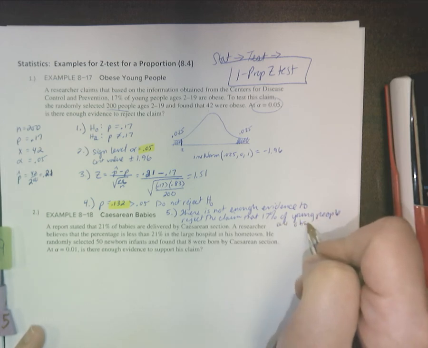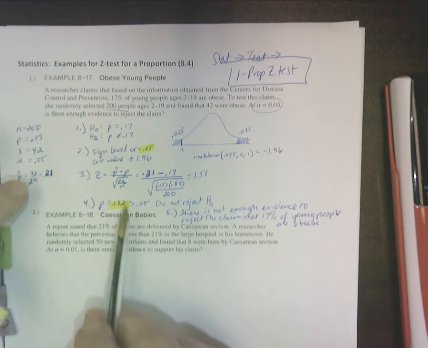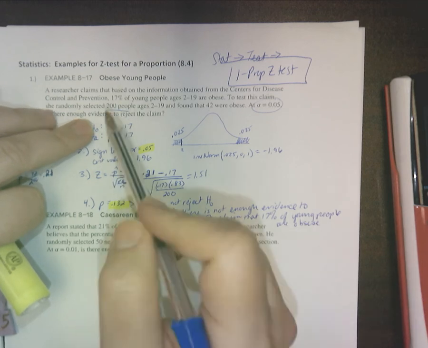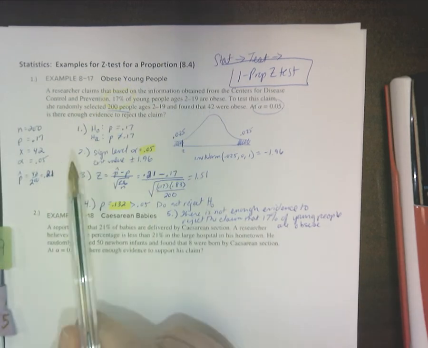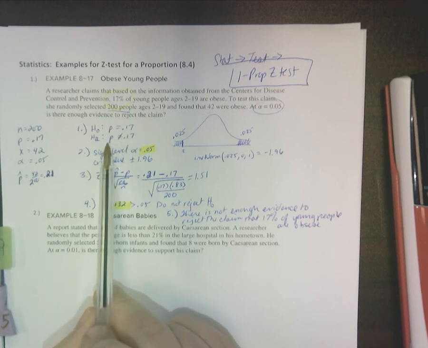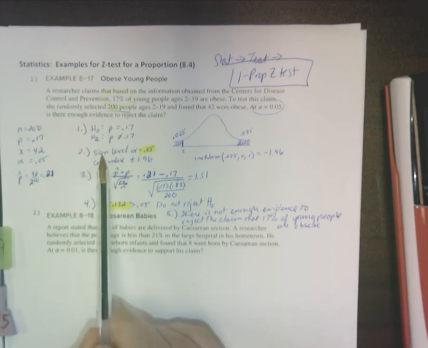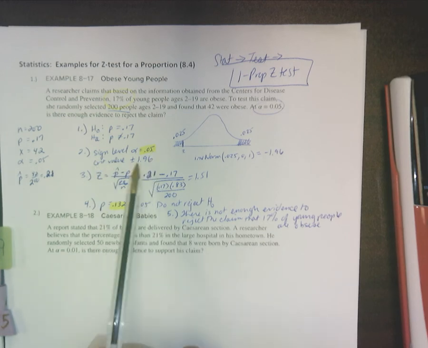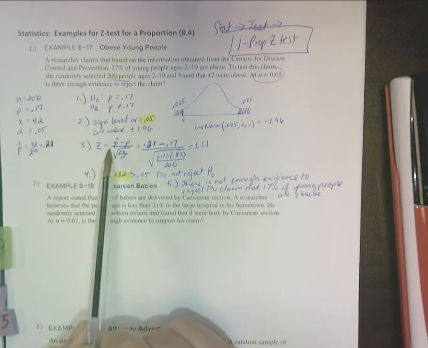So everything is the same except we've got a new formula, and we've got a new parameter here. We put P because we're talking about a percent. P equals 0.17. P does not equal 0.17, or it could be P is less than 0.17, whatever. You still write your significance level. You still find that critical value. Your Z is now the new formula. Just be careful you know what you're talking about.